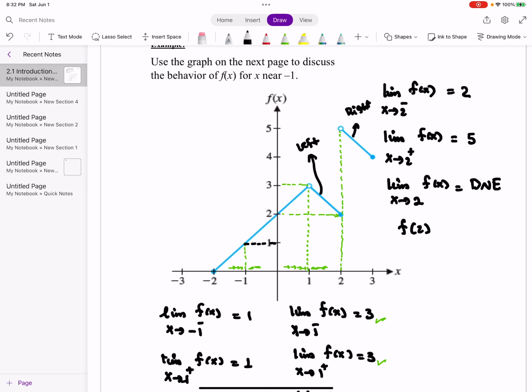And the functional value, look at the shaded part. The shaded part defines the functional value, and the functional value is 2. So the limit does not exist because the left side is different from the right side, and the functional value is defined, but it is different from the left and the right side. Remember, the functional value is defined on a closed or shaded circle. Don't forget this.